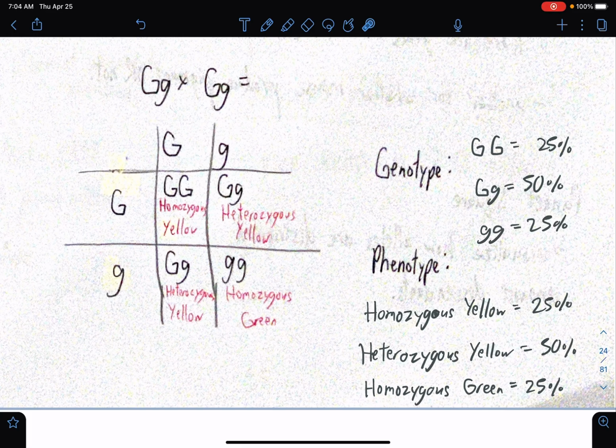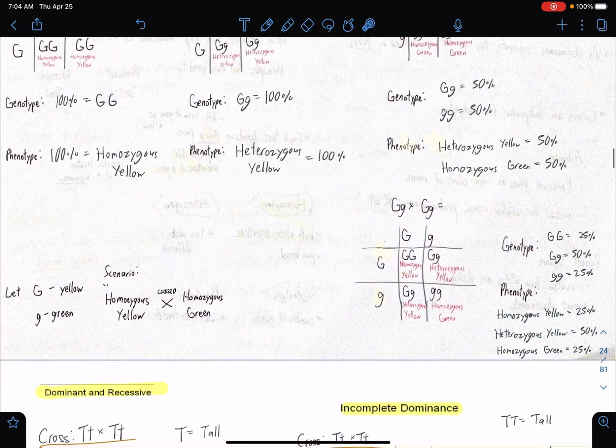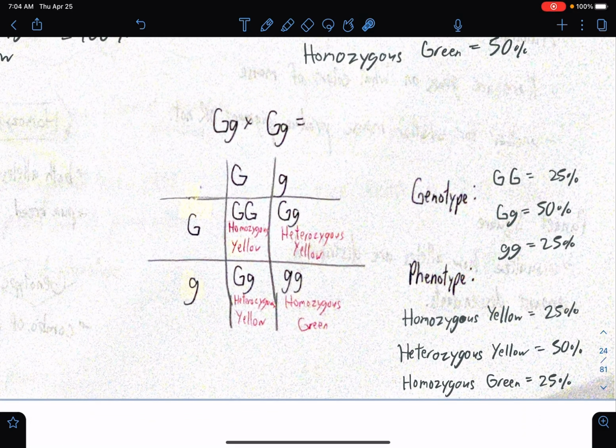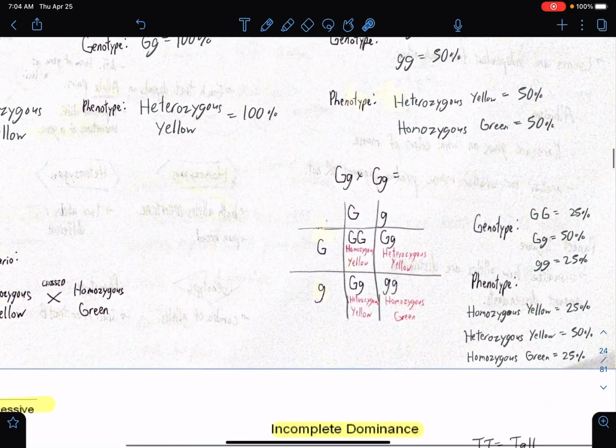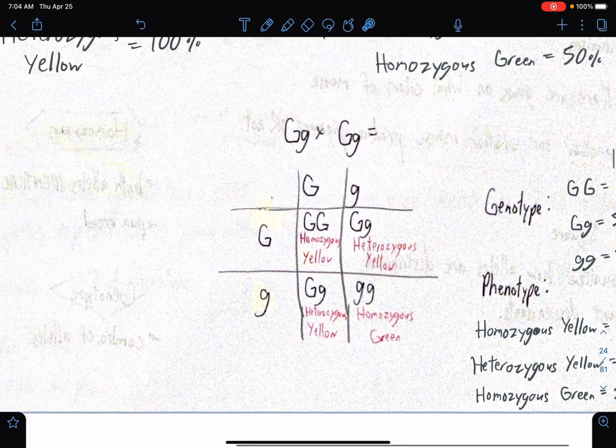But if you try to segregate them according to heterozygous and homozygous, then definitely 25% is homozygous yellow, 50% is heterozygous yellow, and 25% is homozygous green. So yes, this is more specific compared to when you just say that 75% of the offspring would be yellow and 25% would be green. I'm not sure which is more relevant, but this is what is written anyway in the reviewer.